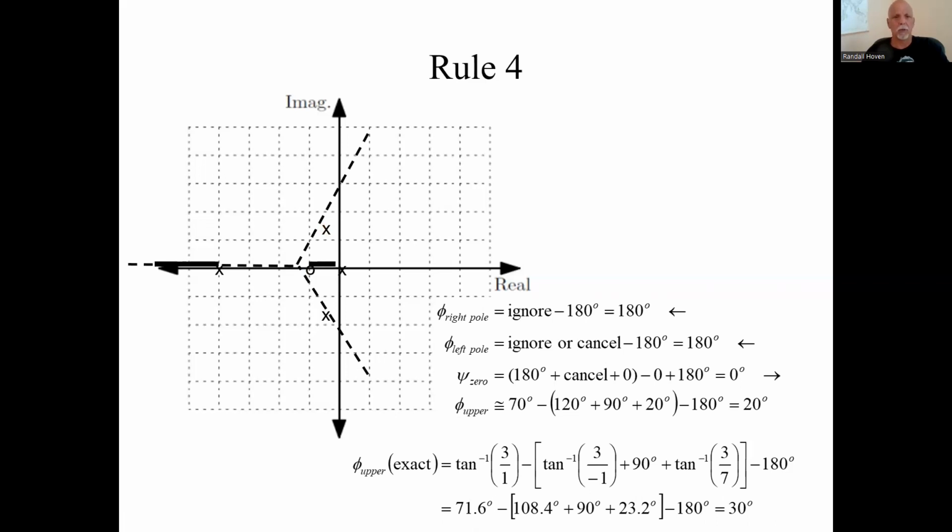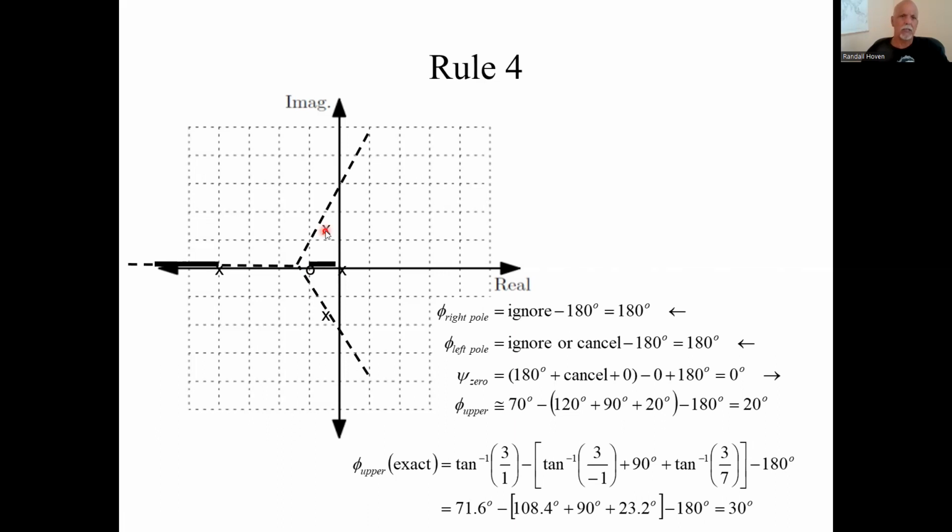So let's see, go through angle from the 0, I'll call that 70 degrees. Using a formula from the formula. Now I need the angles from the other 3 poles. I'll say this guy is 120, this guy is exactly 90, and I'll say this guy is 20. Put that in the formula, subtract the 180 as the formula says. I get 20 degrees by eyeball. If I did it exactly with the calculator, I would have got 30 degrees.